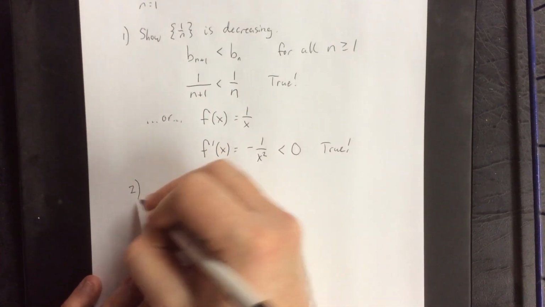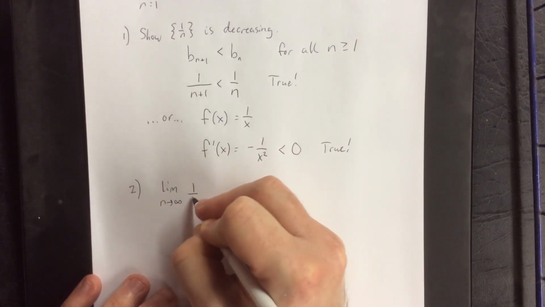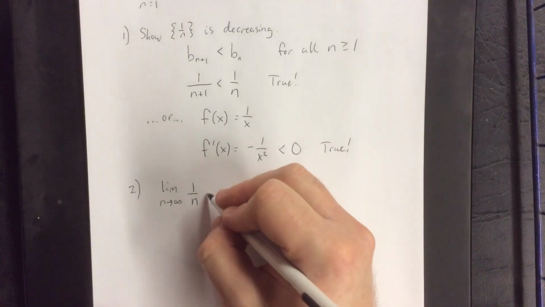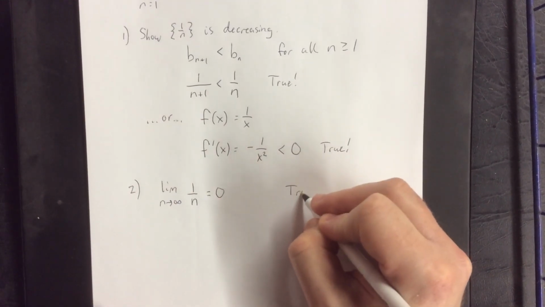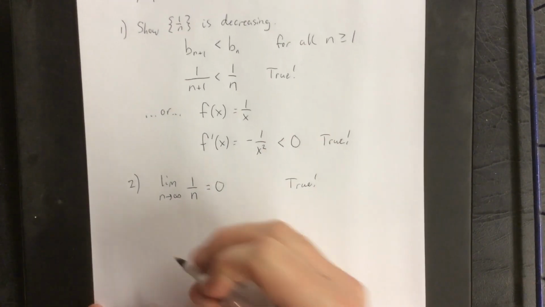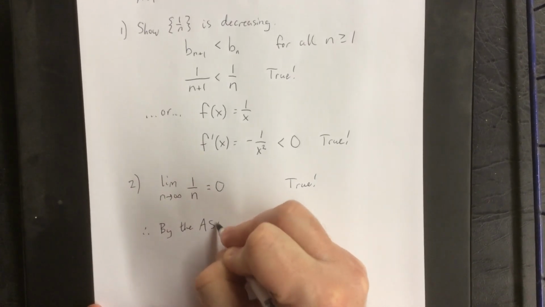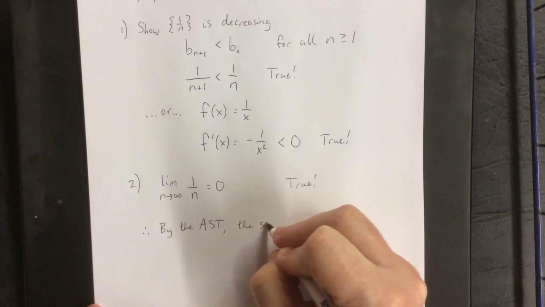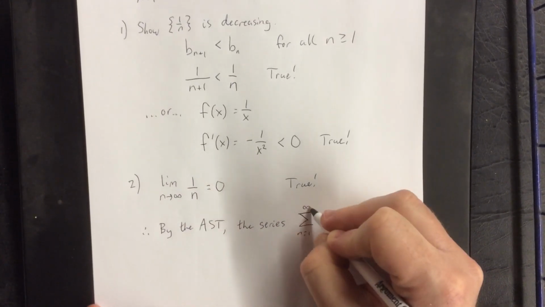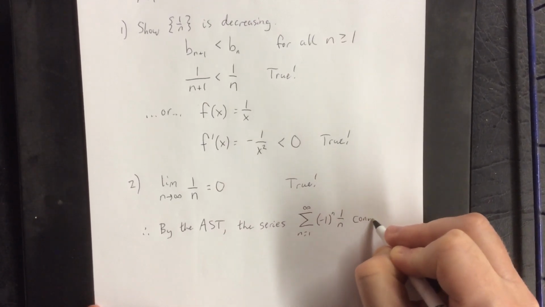We also want to show that it converges to 0. We want to show that the sequence converges to 0. The good news is this is one of the very basic limits at infinity from back in Calc 1. So here's my well done steak. Here's my side of ketchup. Therefore, by the alternating series test, the alternating harmonic series converges.